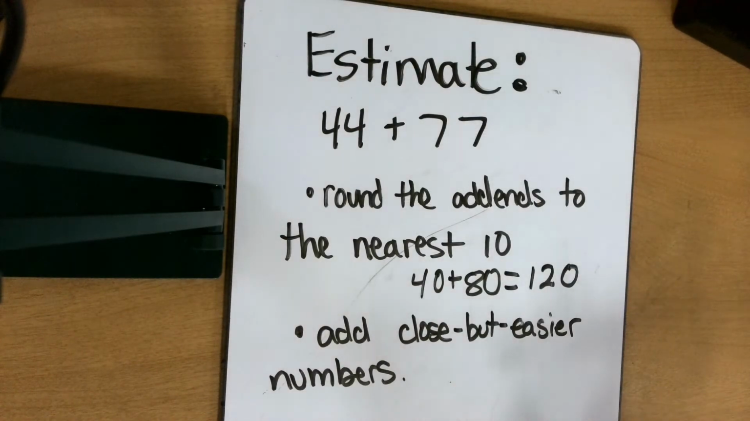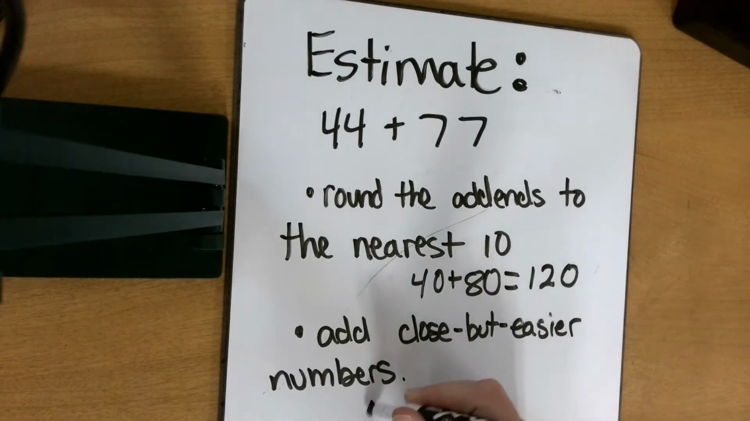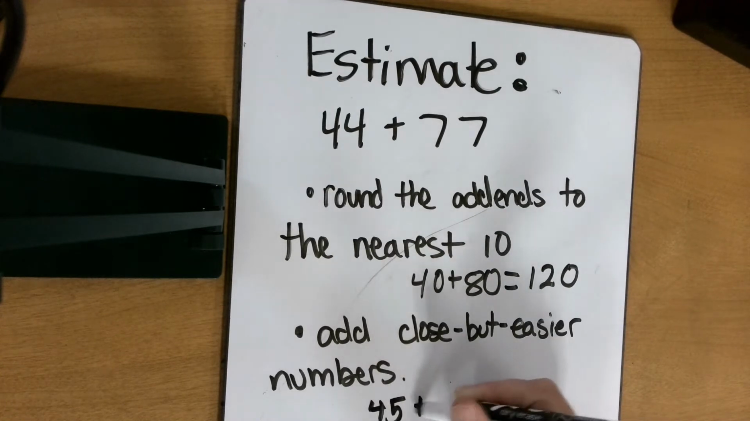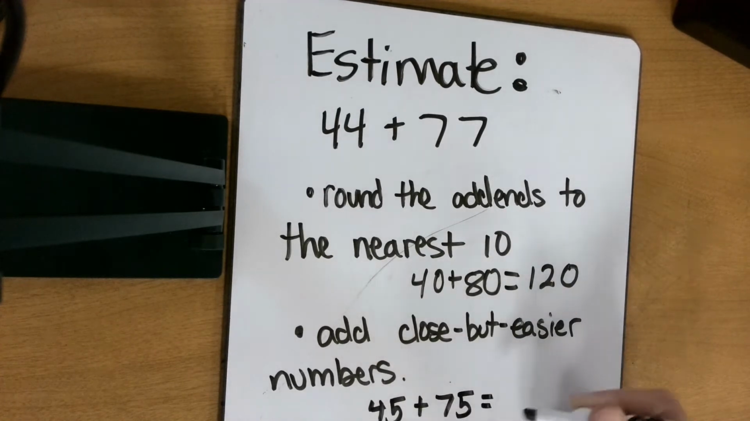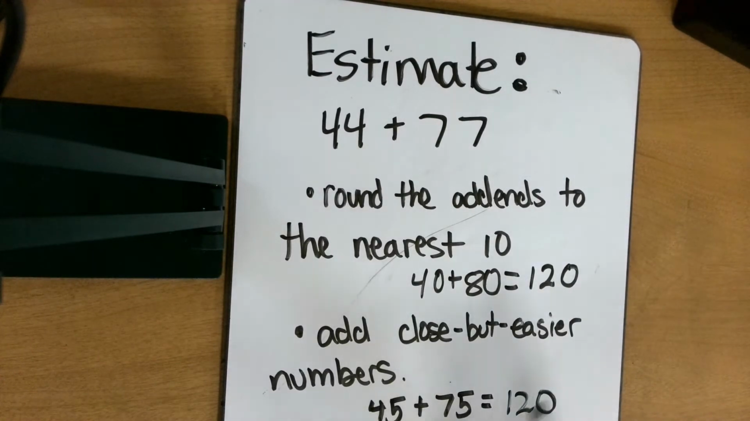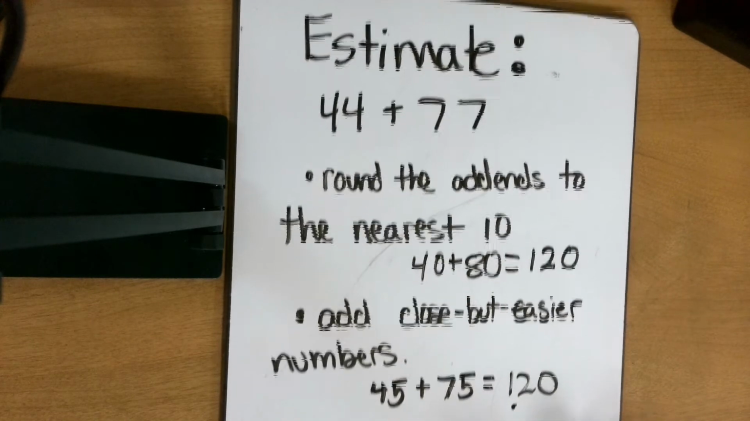Or maybe you're adding closer but easier numbers like 45 plus 75 right there, where it actually ends up as 120 again. Thinking about fives are typically pretty easy. These two fives made 10, right? And then we had 7 tens plus 4 more tens, 7, 8, 9, 10, 11 tens, and then our one more ten for 12 tens, or 120 right there.